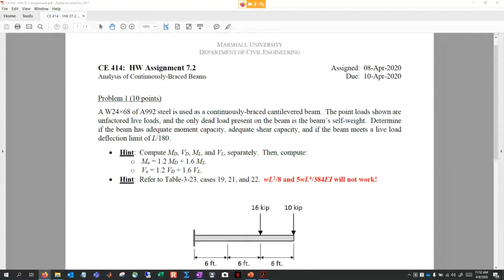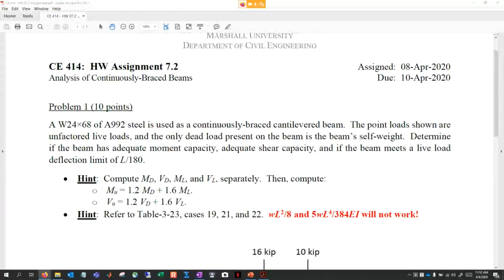All right, this is your homework assignment for Friday, or between now and Friday. It's very similar to what we just did. It's just a different analysis case. So we have a W24x68. It has a deflection limit of L over 180, so the deflection limit's a little different.